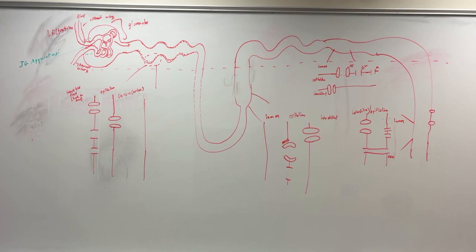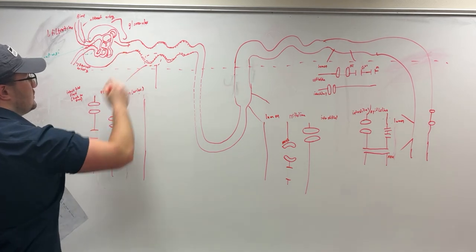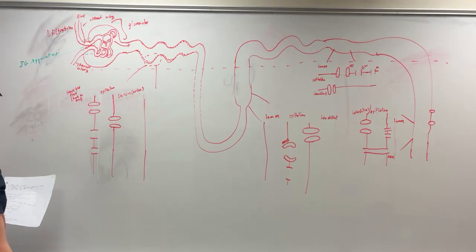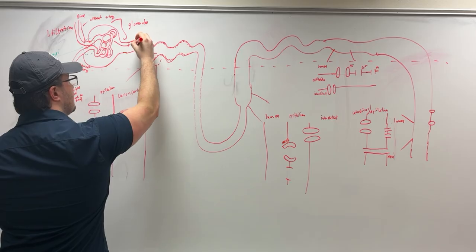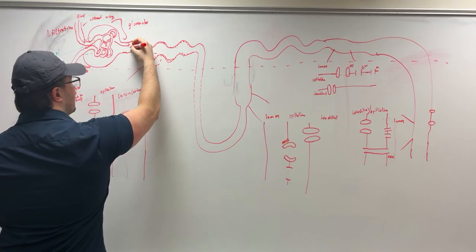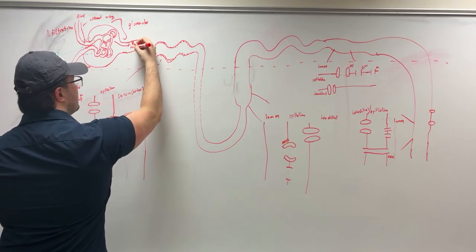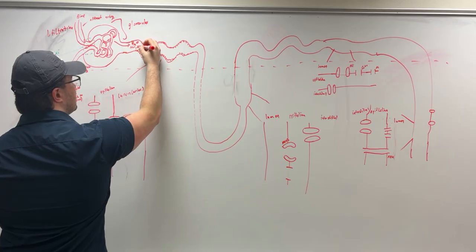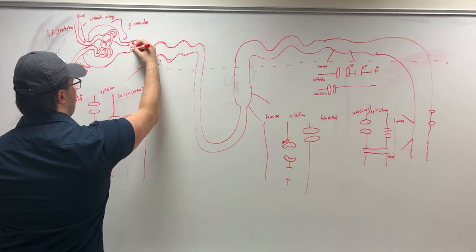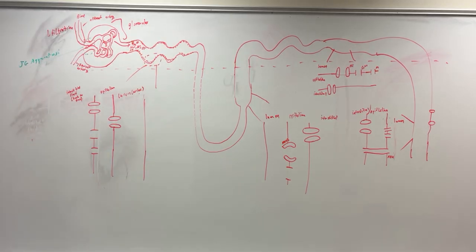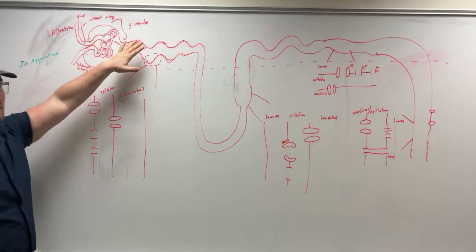So to start, let's just talk about what gets filtered out. What is going to be continuing through the nephron? Well, we're going to have a lot of H2O that's going to keep going through. We're going to have ions like sodium, potassium, and chlorine. And we're going to have amino acids or proteins. So that's what can go into the nephron.